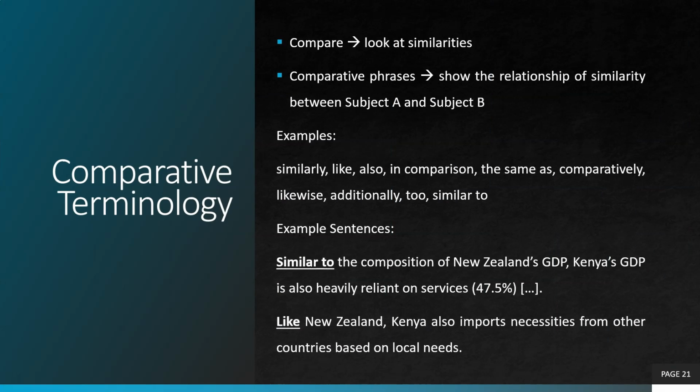Comparative terminology looks at similarities. Comparative phrases show the relationship of similarity between subject A and subject B. So you have some examples of comparative terminology in the middle. These are only examples, and I'm sure not the only ones that you can come up with. We also have a couple of example sentences.